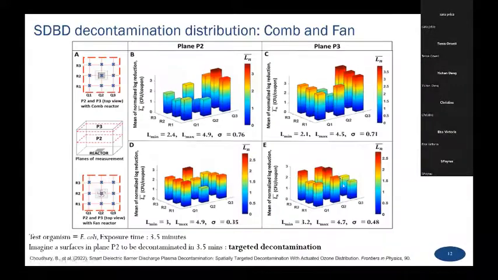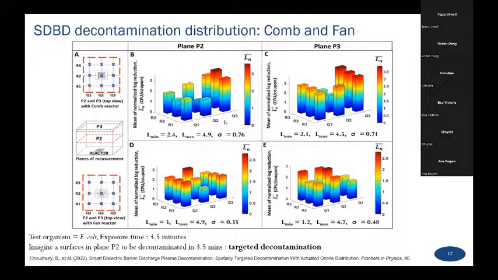Moving on to the next slide. Here are the results of the spatial decontamination distribution observed inside the experimental chamber when the two reactors were powered up for 3.5 minutes. The test organism used was E. coli. Now let's look at the results from the comb reactor here.